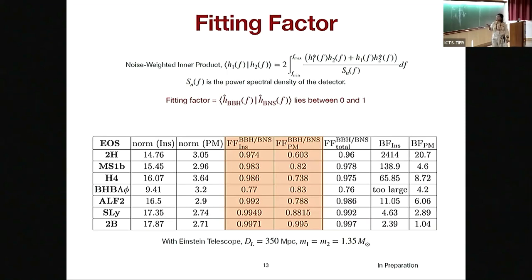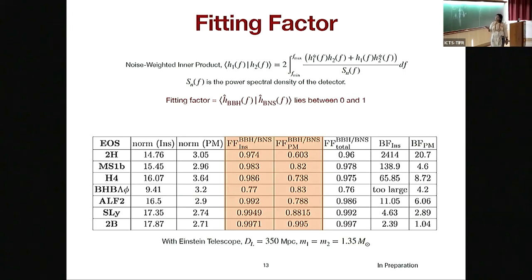So in the inspiral phase, if our signal is a BBH waveform and we are using this equation of states, then in the inspiral we see the fitting factor is quite good, like 0.97, 0.98. And as we go from the stiffest to the softest equation of states, the compactness of the neutron star is getting more, and the fitting with the black hole waveform is better. So with the 2B equation of states it is more or less 1.